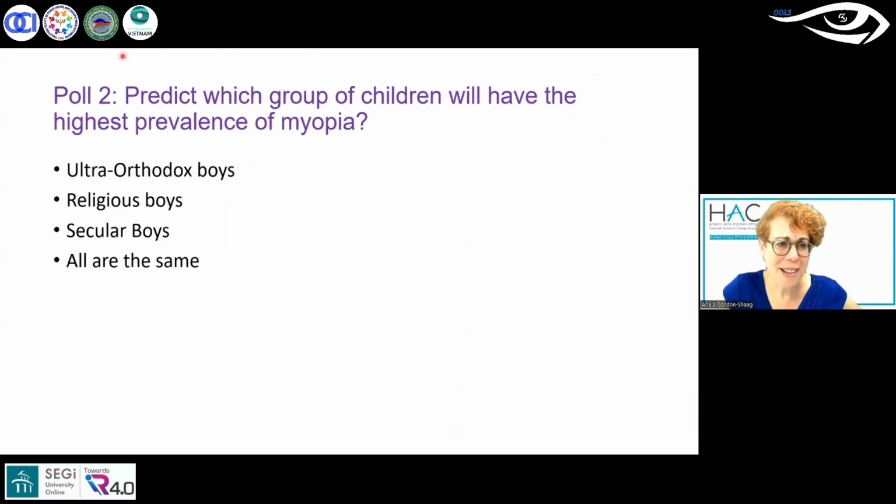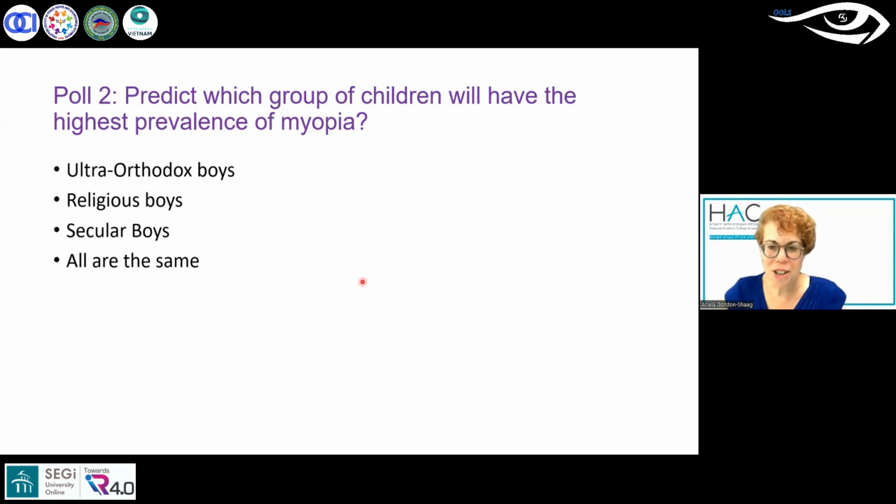So for the next poll, I'd like you to predict, based on what I've told you about ultra-Orthodox, religious, and secular boys, which will have the highest prevalence of myopia. All right. So I think I'm just going to share the results with you there. Almost 60% think the ultra-Orthodox boys would have the highest prevalence, and then secular boys, and then religious, and a couple of them also think they probably would have a similar prevalence as well.